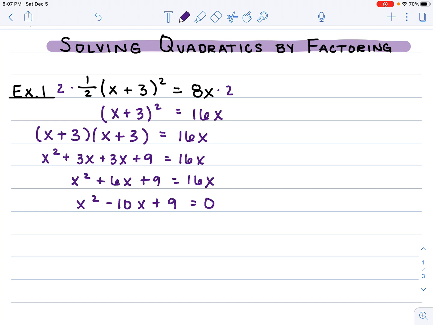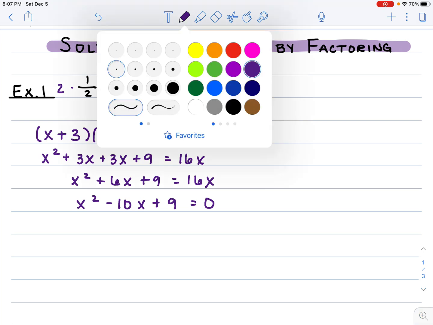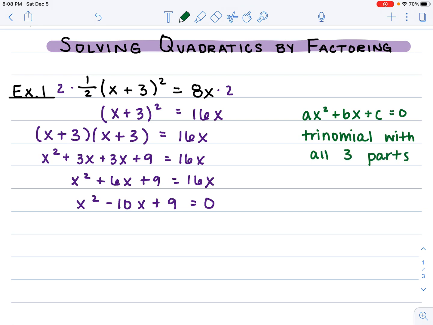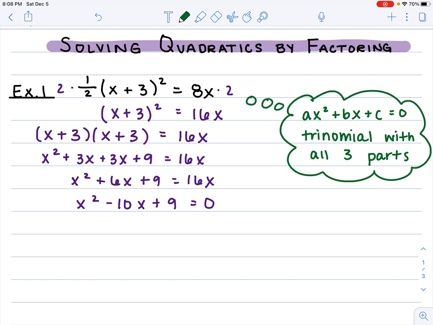All right, when I'm looking at this, I have to figure out which of my methods of factoring I can use. We have 3 methods of factoring we can use. We've got GCF, we've got trinomials, and we have difference of squares. So when you have a problem that looks like this, ax squared plus bx plus c equals 0, which is just a trinomial, that just means it has 3 terms, all 3 parts. We're going to be factoring like we do in this problem. So whenever you see this, you have to think, oh, I've got a trinomial, and we're just going to factor.